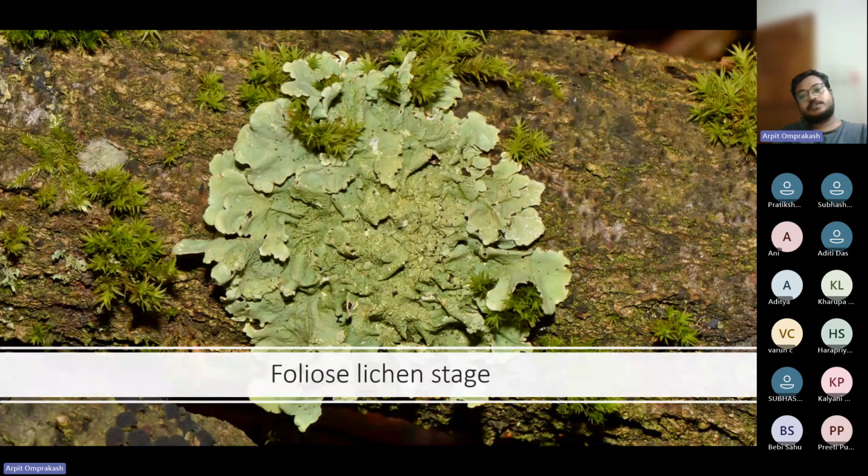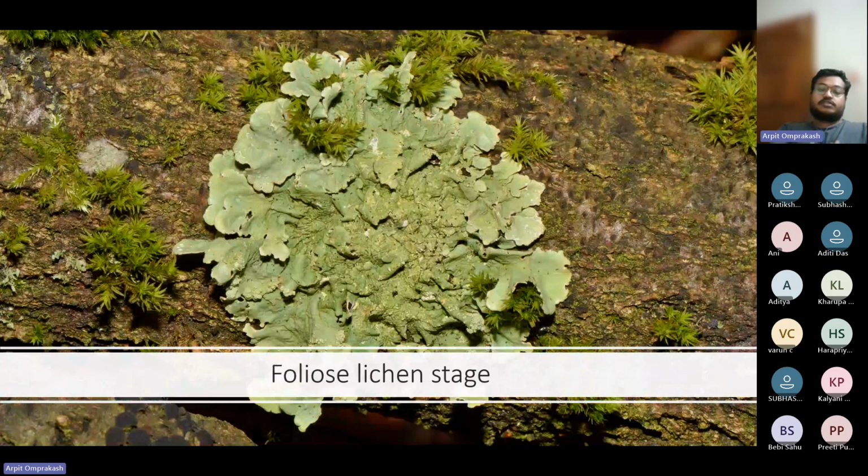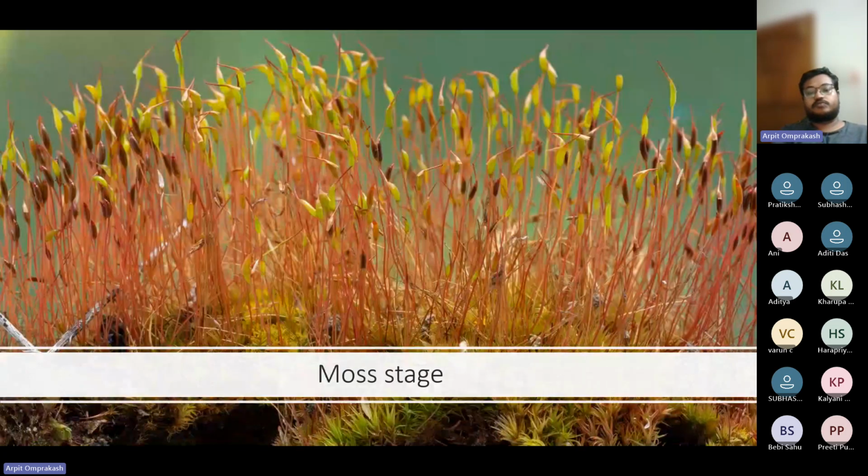So these are basically another kind of lichen which look more like leaves. That's why they're called foliose lichens. And these crustose lichens are basically like crusts that are forming on top of these rocks. That's why they're called crustose lichen. Then eventually from these foliose lichens, you might see that after some time, there is some rise of mosses, which are very small plants kind of.